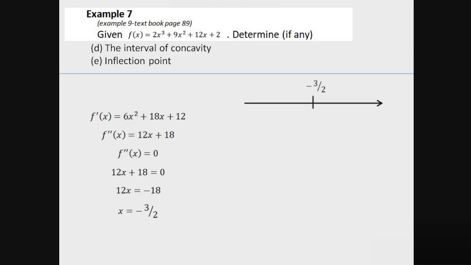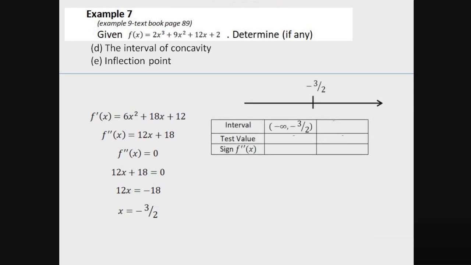And then we have to make the partition like this. We get the interval of negative infinity up to negative 3 over 2, and also the interval of negative 3 over 2 up to positive infinity. Like previously, we also have to make a test value to substitute into f double prime x. Let's say at the first interval, the test value is negative 2. Substituting into f double prime x, we get a negative value. The test value for the second interval is 0, so the sign of f double prime x is a positive value.